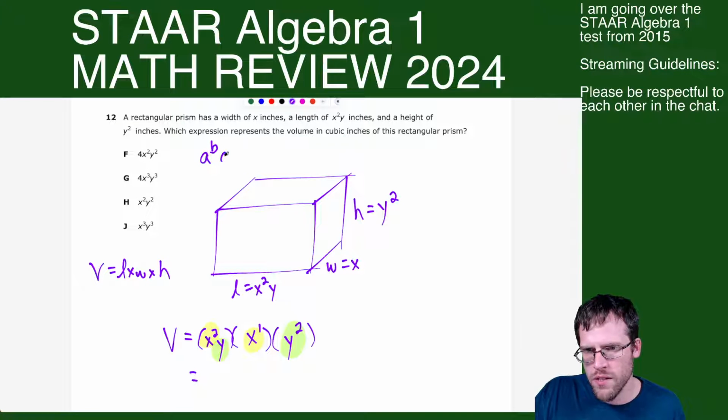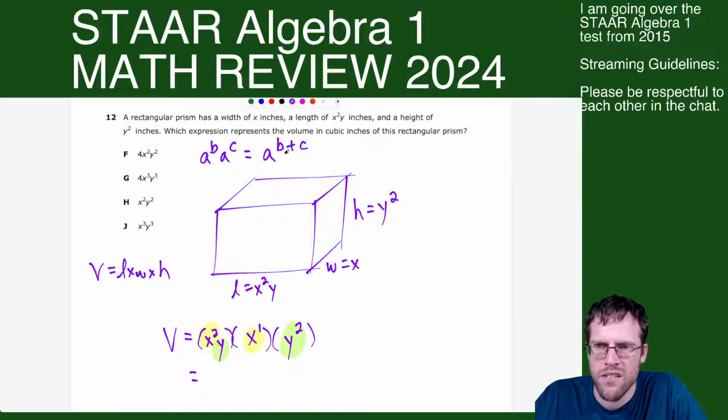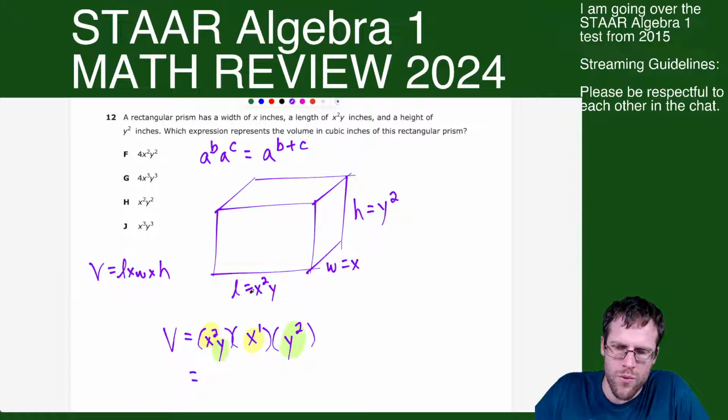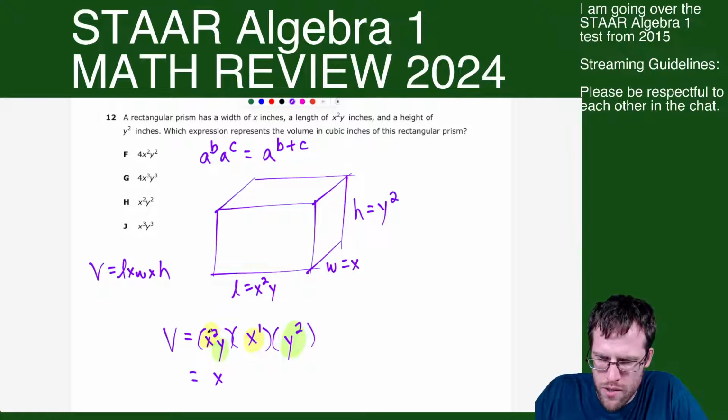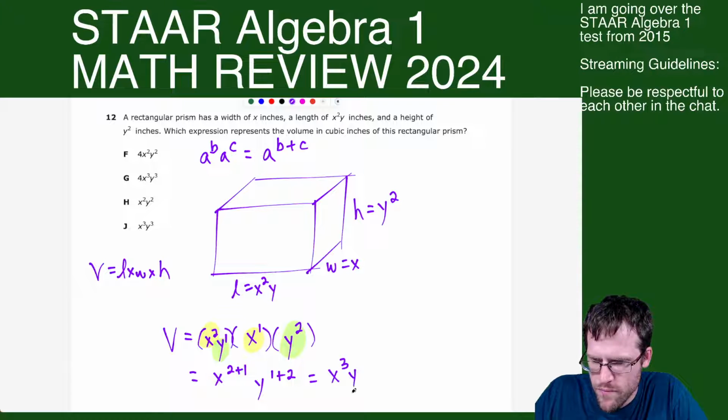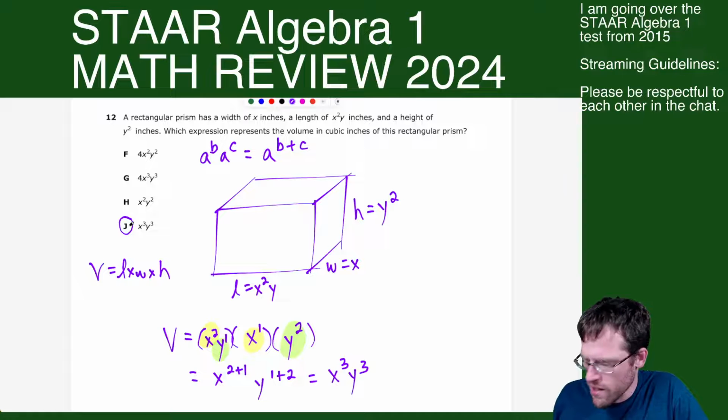We have x times x squared times x to the first. Law of exponents here: a to the b times a to the c is a to the b plus c. When you multiply exponents that have the same base, you add the exponents together. So here I would have x to the 2 plus 1. And the invisible power here is y to the first. So I'd have y to the 1 times y to the 2 is y to the 1 plus 2. So this simplifies to x to the third and y to the third. Okay, so 12 is J.